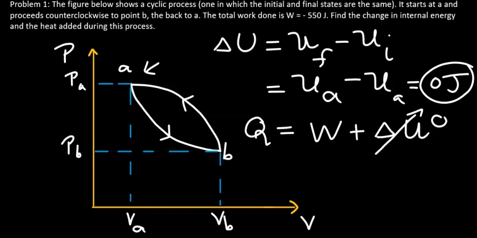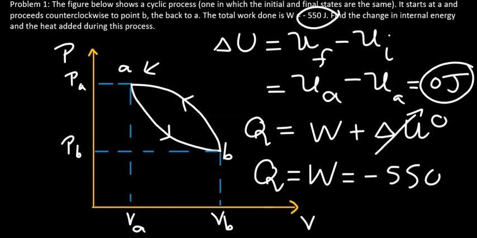So that means the heat added during this cyclic process is the same as the work done. And in this case, the work done is minus 550 joules. So that must also be the heat added during this process. And that solves the problem.